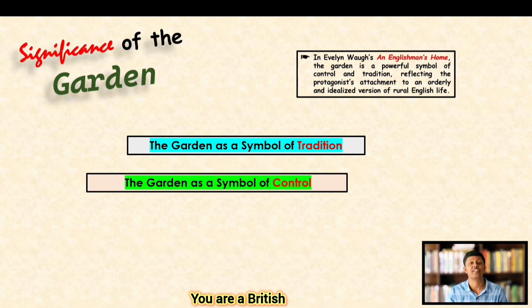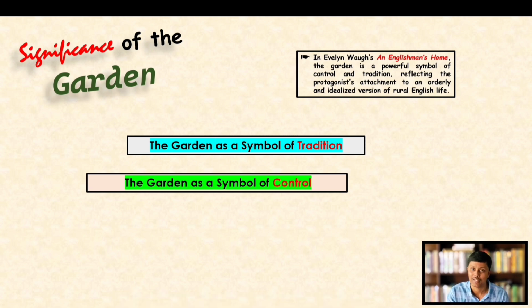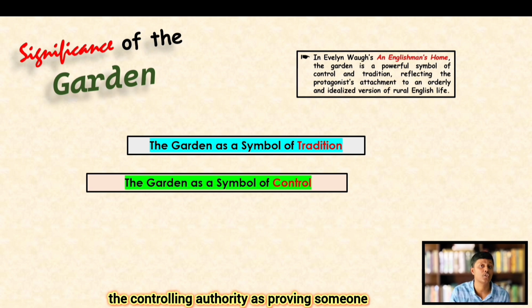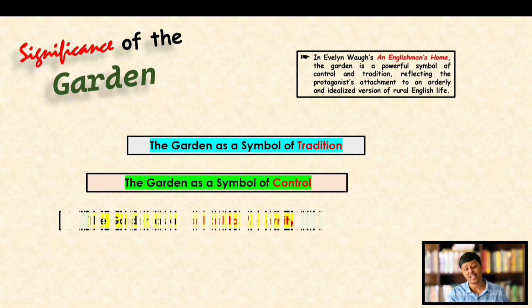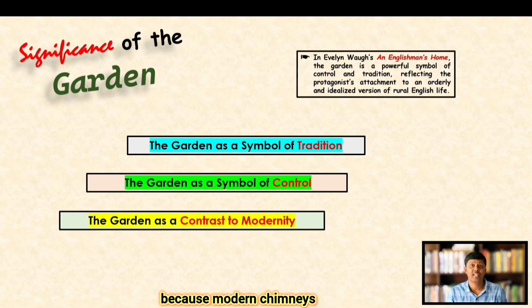You are British, and your customary ideas are reflected through the nurturing of your garden. This is significant because the garden also qualifies as proof of someone's controlling authority, because someone has the garden. The garden is also a contrast to modernity. Why? Because of modern chimneys, etc.